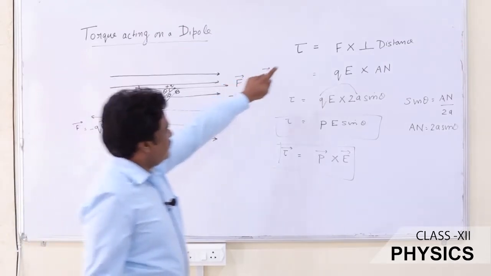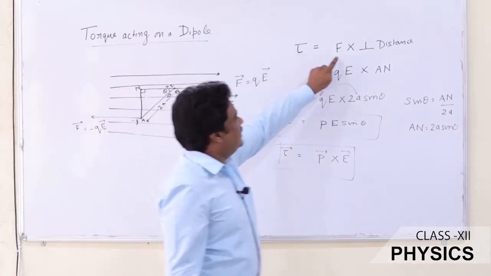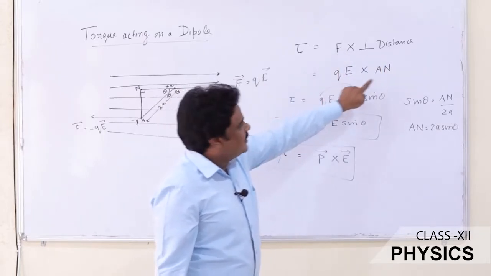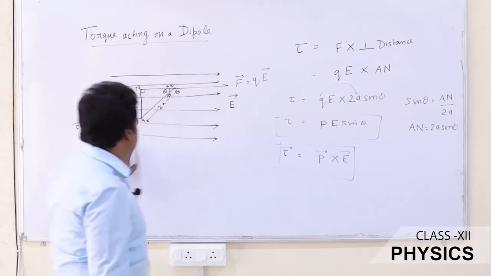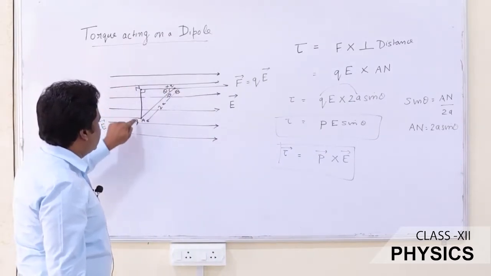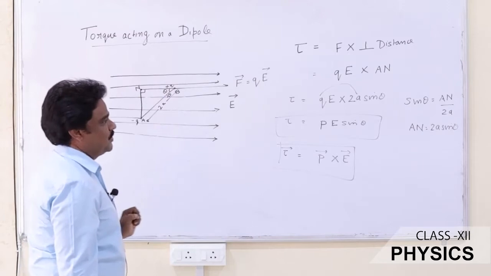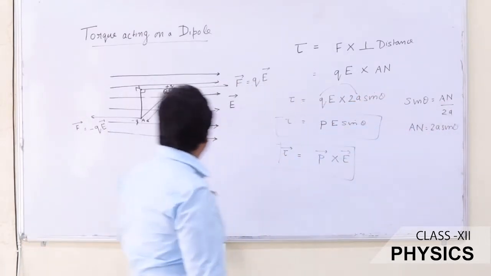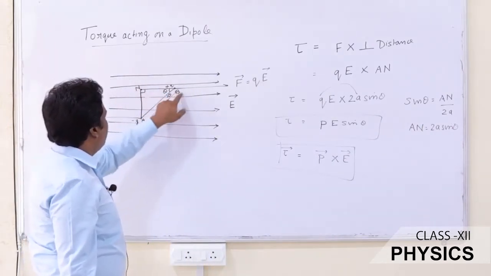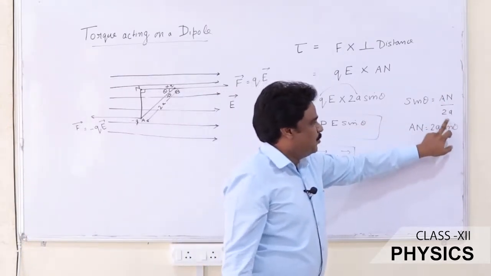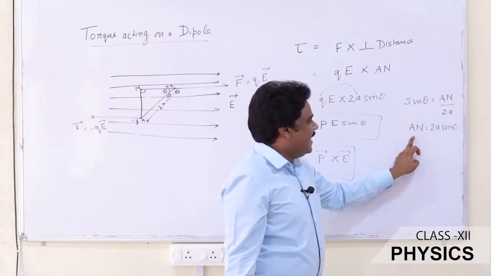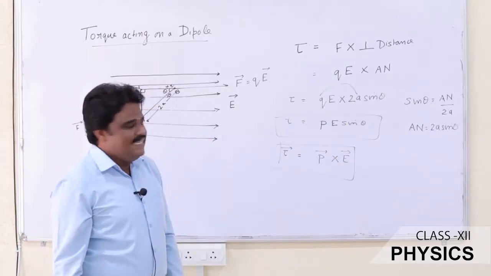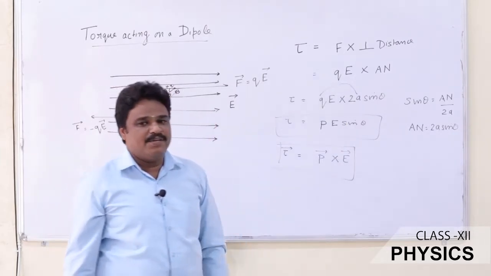Once again, what is the formula for torque? It is force into perpendicular distance. Force, I am writing it as QE. What is the perpendicular distance? It is obtained from construction: AN represents the perpendicular distance between the lines of action of the forces. From trigonometry, from the right triangle ANB, sine theta is AN by 2A, that is the length of the dipole. This implies AN is equal to 2A sine theta. Put it back, tau comes to be PE sine theta, and in vector form it is P cross E.